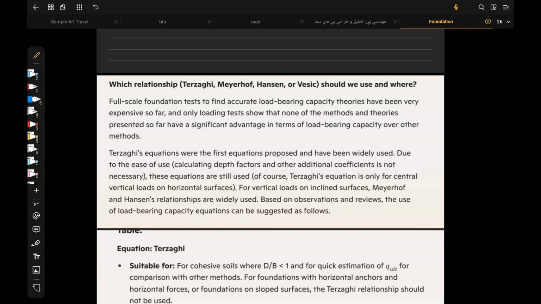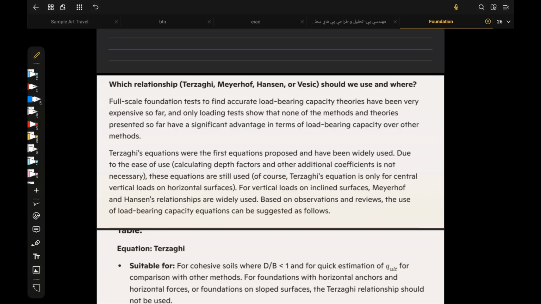Full scale foundation tests to find accurate load bearing capacity have been very expensive so far, and only loading tests show that none of the theoretical methods and comparison tests so far have a significant advantage in terms of load bearing capacity over other methods. But I tell you something, Terzaghi on many occasions fails to give us a good number. Because of that, on many occasions we delete the Terzaghi numbers. Terzaghi was the first equation to be widely used due to its ease of use. It's easy to calculate. These calculations are still used for vertical loads on enclosed surfaces.